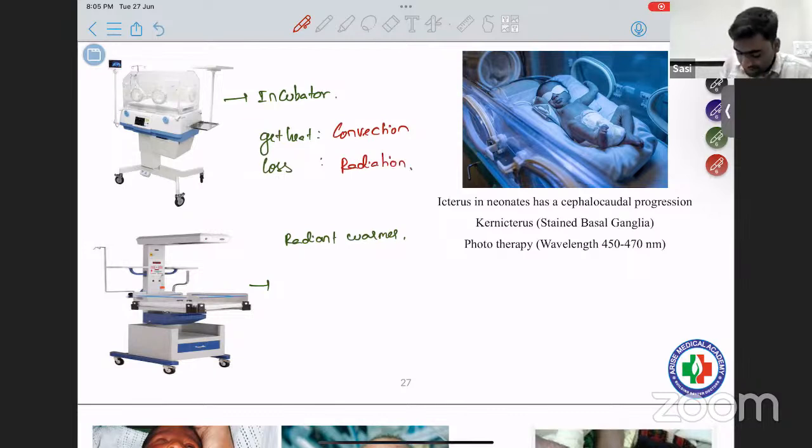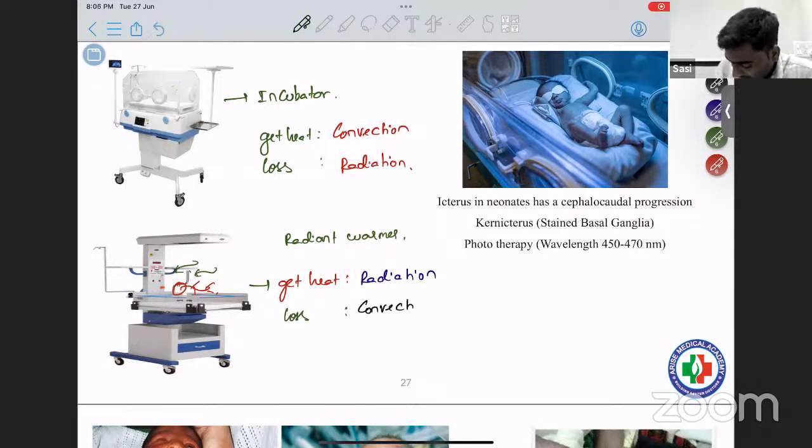Whereas this one is the radiant warmer, where we keep the baby. Here, the main mechanism by which the baby gets heat is which one? As the name tells, it is radiant, so it will be radiation. Whereas here, the baby will lose heat by this air which is flowing. It is by convection. Okay, it is by convection. Just remember these two things.